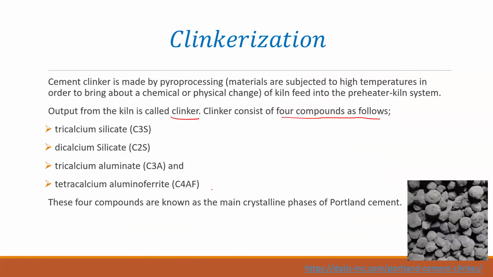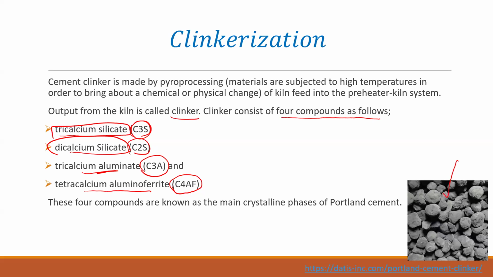And the 4 chemical compounds in clinker are tricalcium silicate, which hereafter we mainly call C3S. Dicalcium silicate, so we call it C2S. Tricalcium aluminate, C3A. Tetracalcium aluminoferrite, that is C4AF. So you have to be familiar with these 4 abbreviations: C3S, C2S, C3A, and C4AF. These 4 compounds are known as the main crystalline phases of Portland cement.